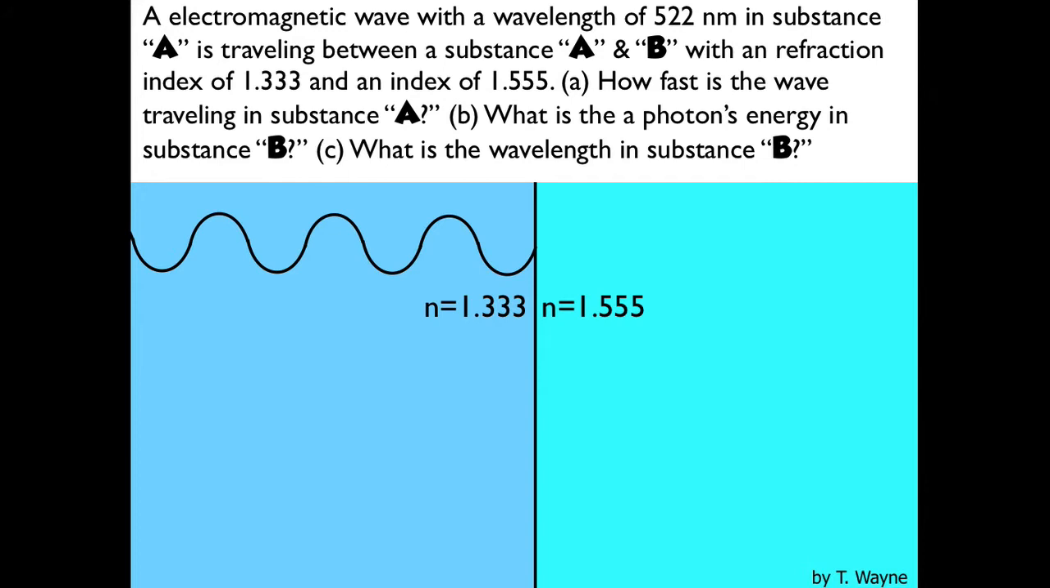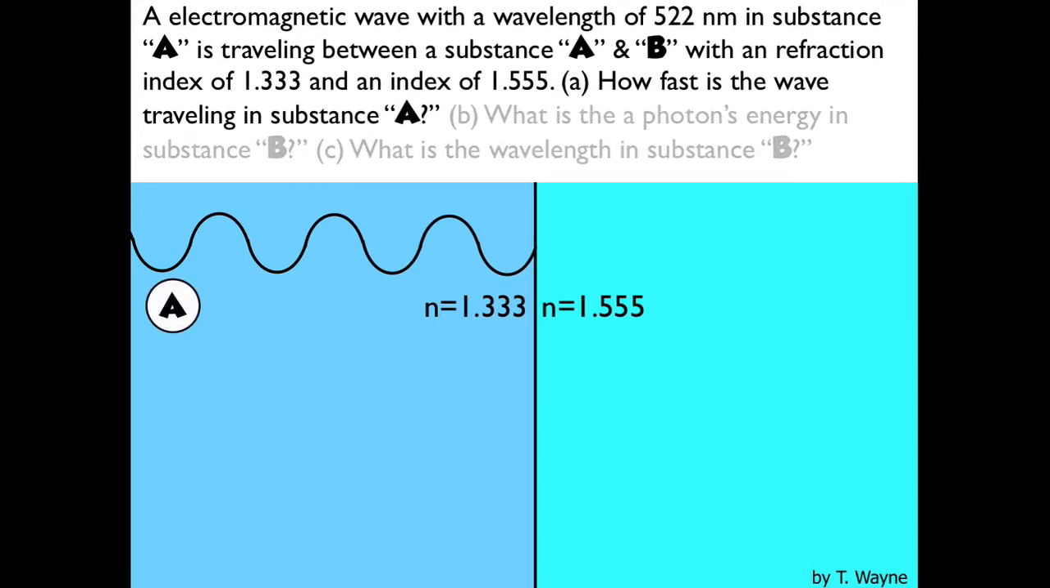How fast is the wave traveling in substance A? What is the photon's energy in substance B? And what is the wavelength in substance B? So let's look at question A first. So I'll gray out the others, and there's A.